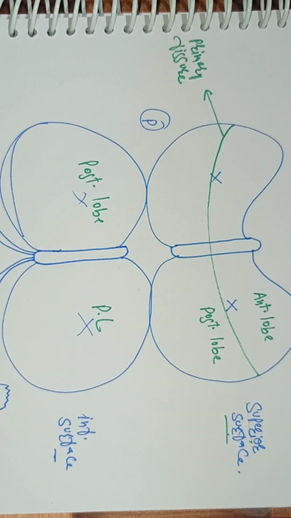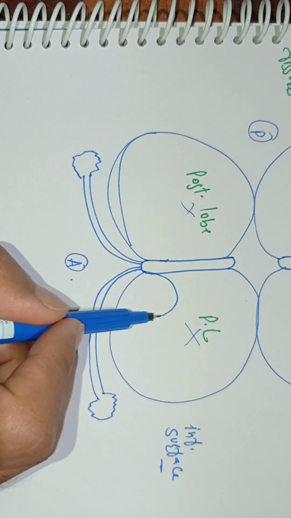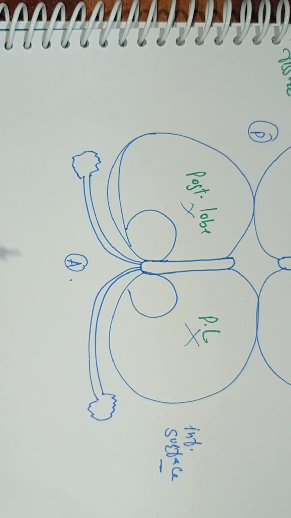Now the second one. Here we have another structure that I forgot to mention. In the inferior surface, we have two bulges like this. The first bulge and the second bulge.